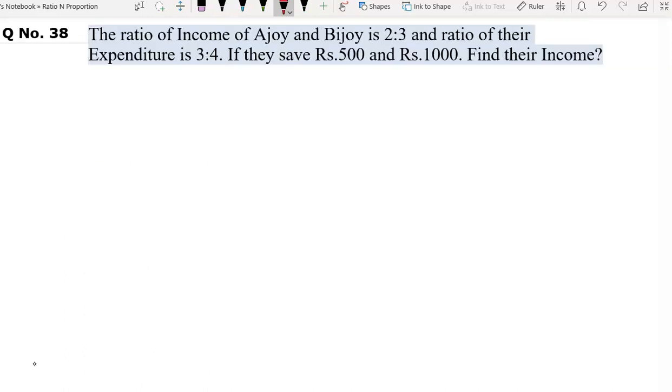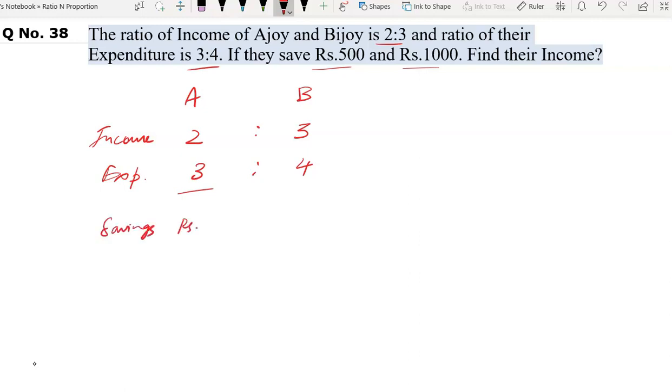Question number 38. The ratio of income of Ajoy and Bijoy is 2:3, and the ratio of their expenditure is 3:4. If they save rupees 500 and rupees 1000, find their income. So in this question, we have Ajoy and we have Bijoy, and the ratio of their income is 2:3. Expenditure is given in the ratio 3:4. Now savings is given. Saving for Ajoy is rupees 500. For Bijoy it's 1000.